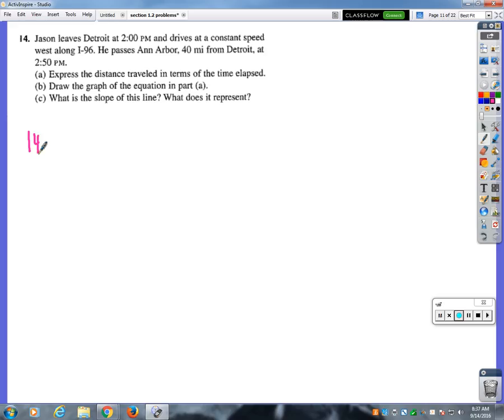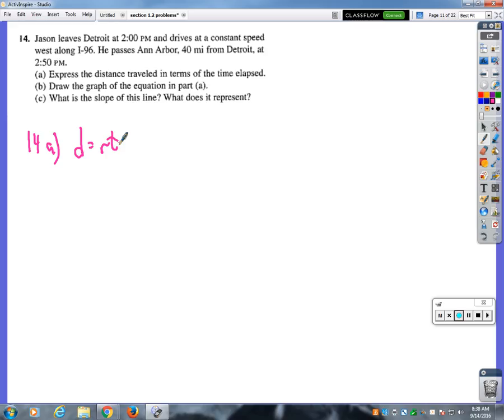Okay, Jason puts on his hockey mask and leaves Detroit at 2 p.m. and drives at a constant speed west along I-96. He passes Ann Arbor, 40 miles from Detroit, at 2:50 p.m. Express the distance traveled in terms of the time elapsed. So what's our favorite little old formula? The dirt formula. Distance equals rate times time.